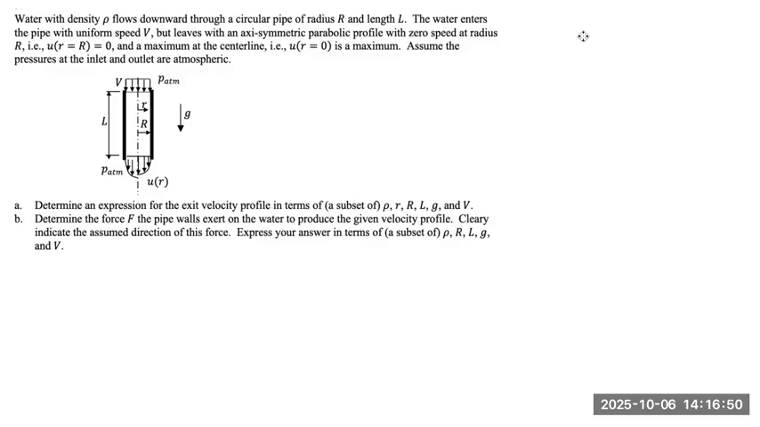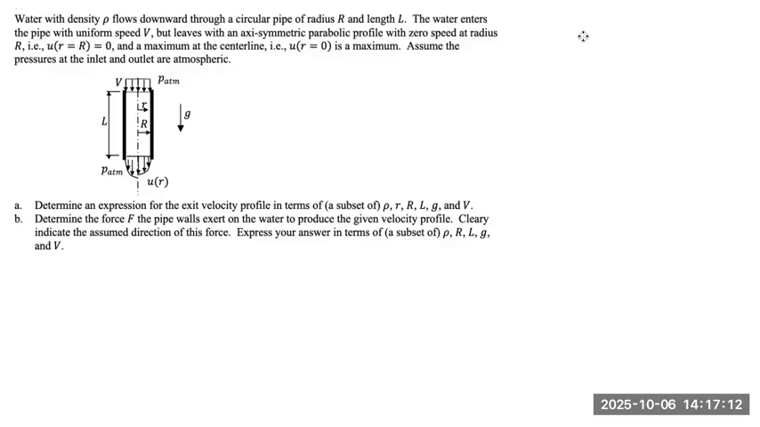That is our boundary condition, one of our boundary conditions, and a maximum at the center line. That is, the speed at r equals 0 is a maximum. Assume the pressures at the inlet and outlet are atmospheric. Determine an expression for the exit velocity profile in terms of a subset of rho, R, L, g, and V.